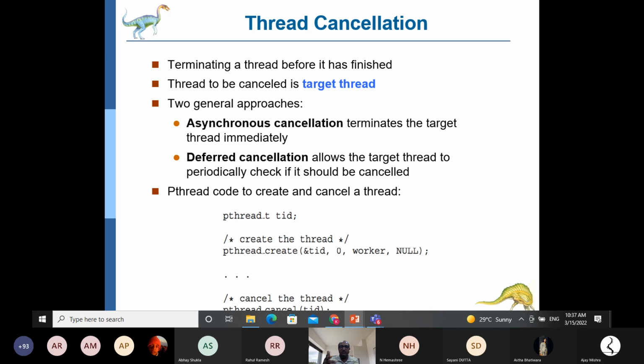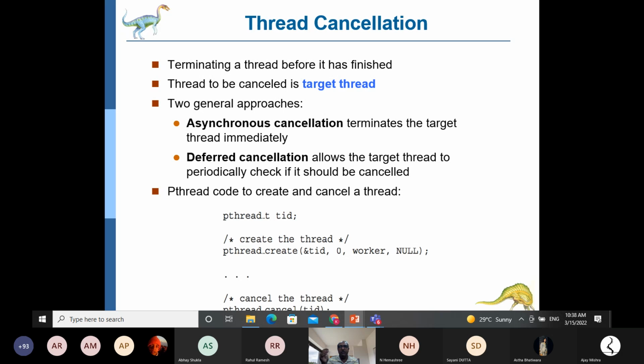Because as I mentioned, suppose we have a multi-threaded process where a thread is involved in the manipulation of some shared data. While this thread is in the process of data manipulation, suppose it has to be cancelled. If you just immediately cancel this particular thread in the middle of data modification, then there may be a problem of data inconsistency.